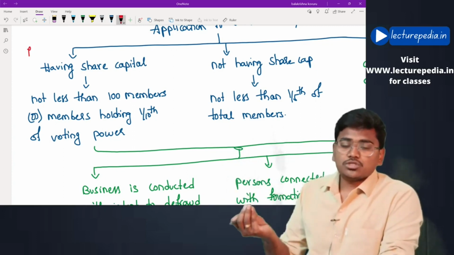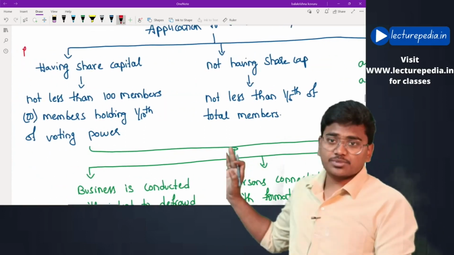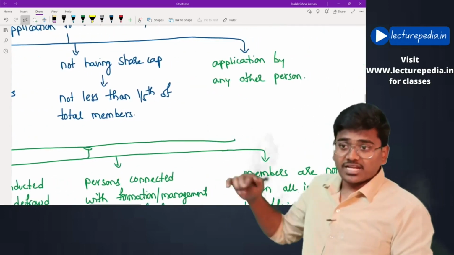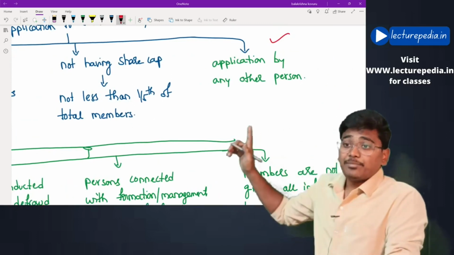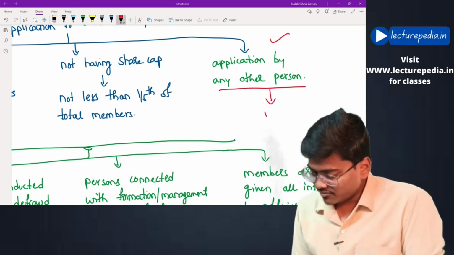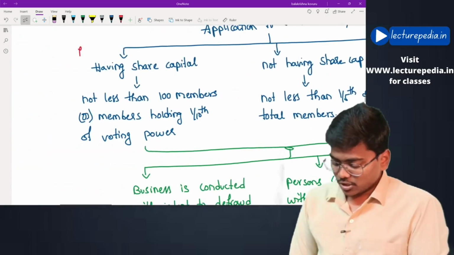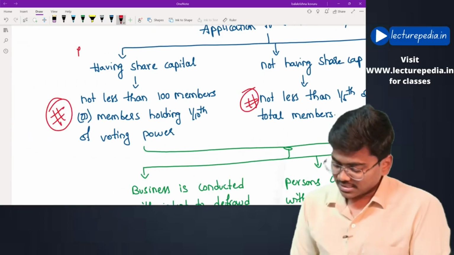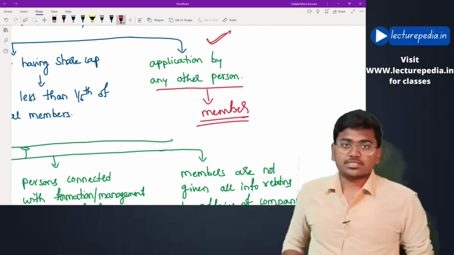Then what is the use of this section? If you see, there are two conditions prescribed, but even though these conditions are not satisfied, you can file an application under this third option, where it says application by any other person. In this any other person, even a member will also come. If members are not satisfying this criteria or this criteria, then they can file an application to the tribunal using this option, application by any other person. Hope this is clear.